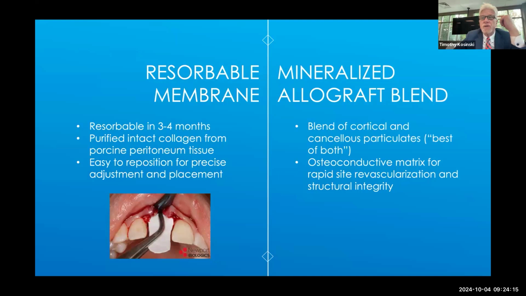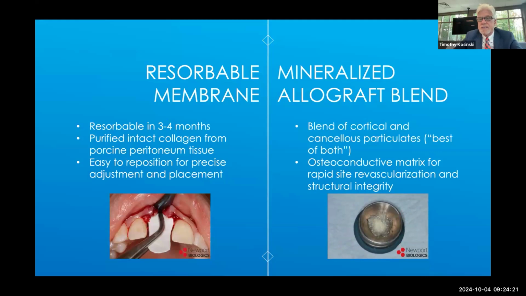So again, these materials are from Newport Biologics. You can talk to Glidewell Direct to get these products. So it's a 250 to 1,000 micron human bone, very, very high quality.